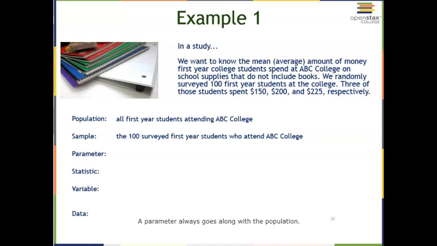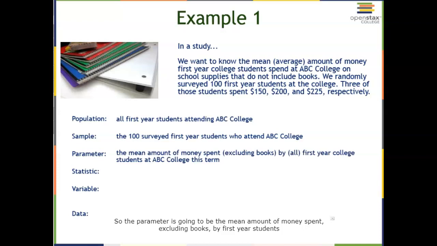A parameter always goes along with the population. So the parameter is going to be the mean amount of money spent, excluding books, by first-year students at ABC College this term. So all of first-year students, their mean amount of money spent, excluding books.